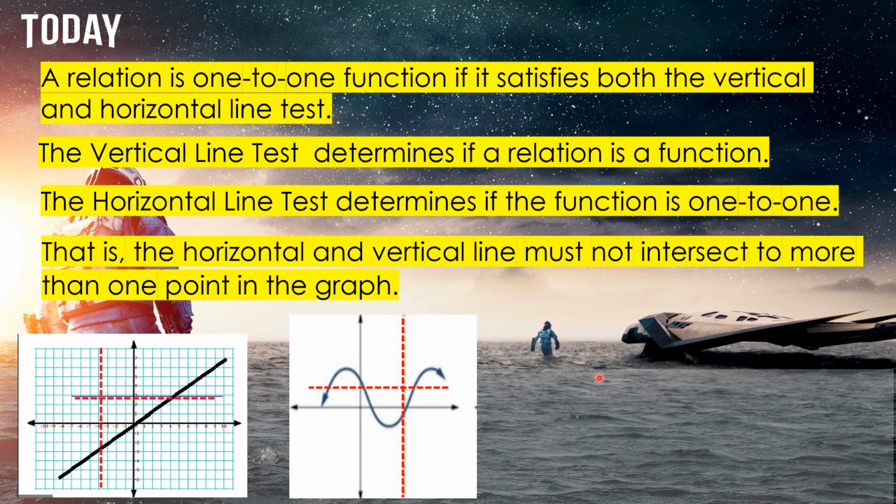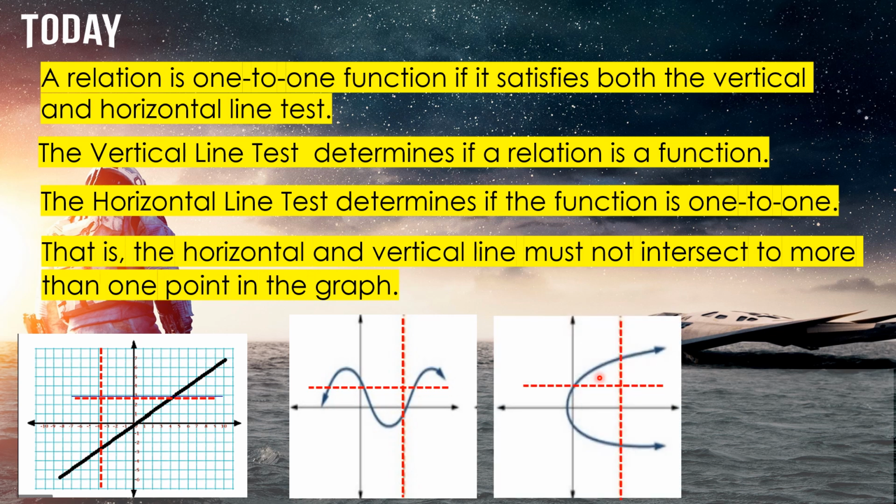Okay. Third graph. Let us take a look first at our vertical line. Our vertical line intersects twice our graph, in this point and in this point also. Therefore, it is not a function. And therefore, it is not a one-to-one function.